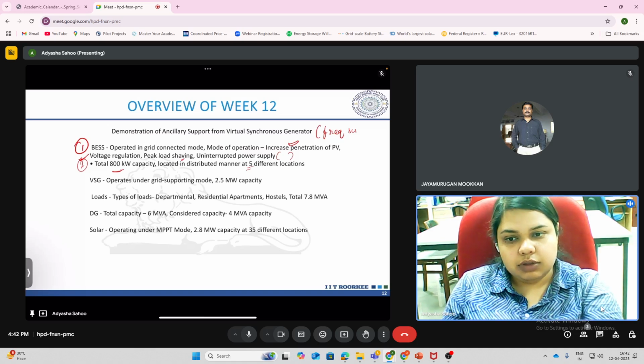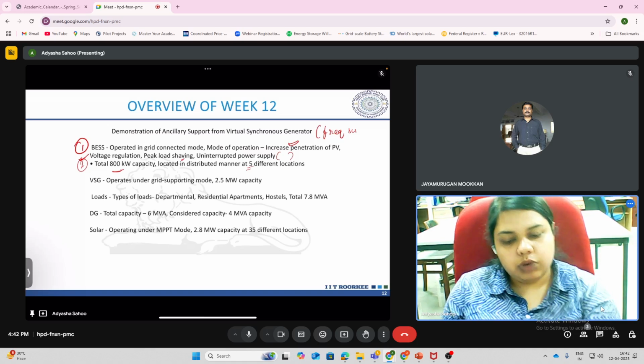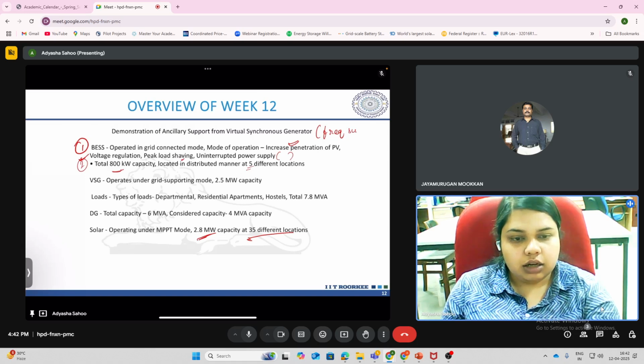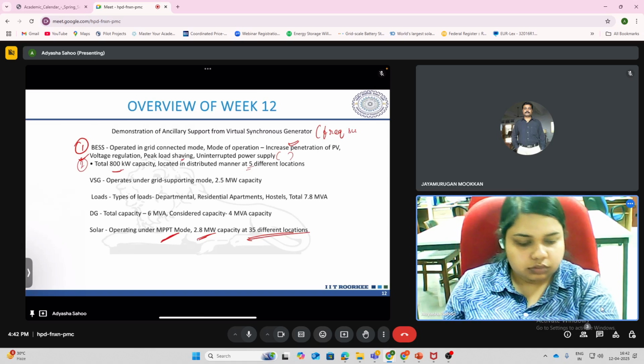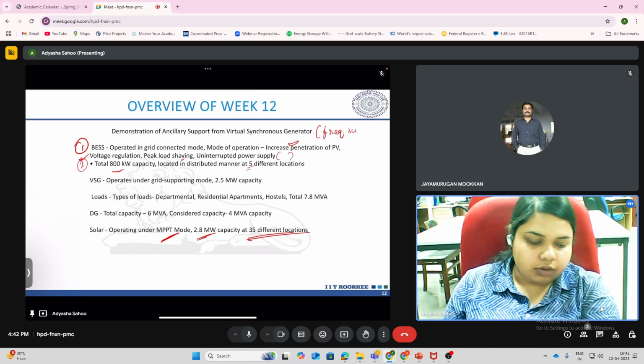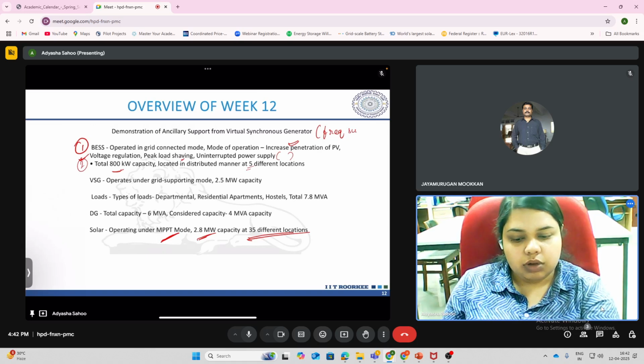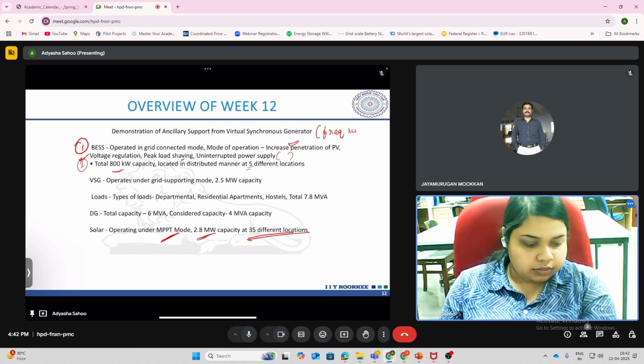And then for the PV system, we have around 2.8 megawatt capacity of PV connected at 35 different locations across the campus. And they are operating in the MPPT mode of operation. That means we are not curtailing any power or potential from the PV because we have the battery with us.